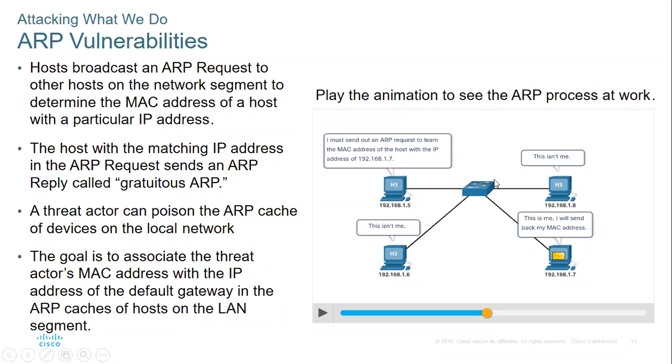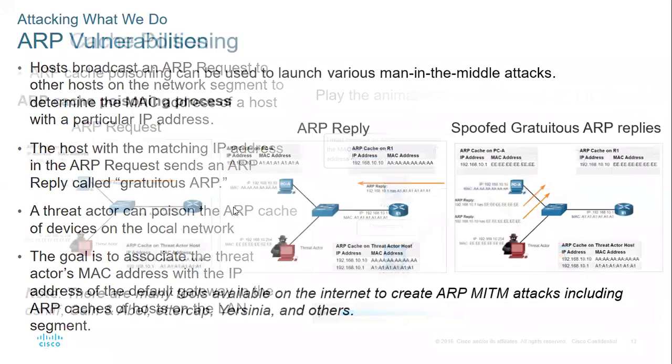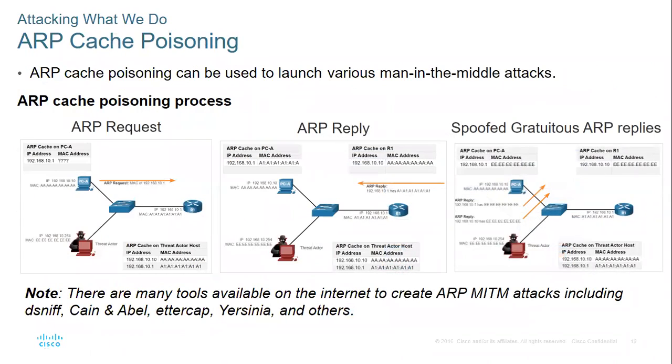Sending those broadcasts is dangerous because if we have a threat actor connected, the threat actor can receive that information and send false information to the switch, making his device the default gateway. Such an attack is called an ARP poisoning attack, where we change the entries in the ARP table.